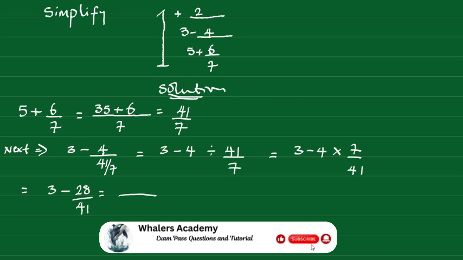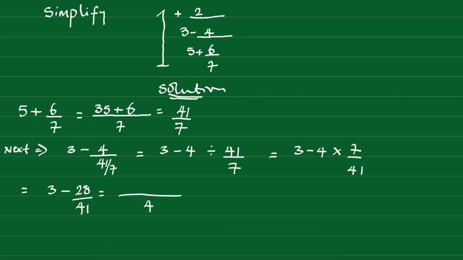All right, we make 41 our LCM. Now, 41 divided by 1 gives us 41. 41 times 3, we have 123. Minus 41 divided by 41, we have 1. 1 times 28 gives us 28. This in turn is equal to 123 minus 28, we have 95 over 41. What we've got here, we further input into our fraction.